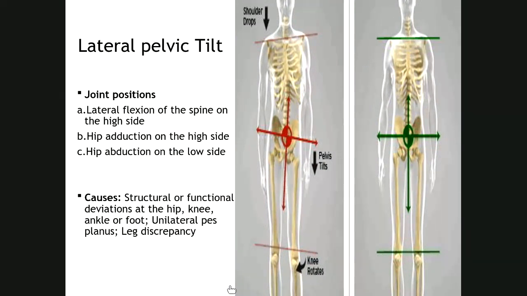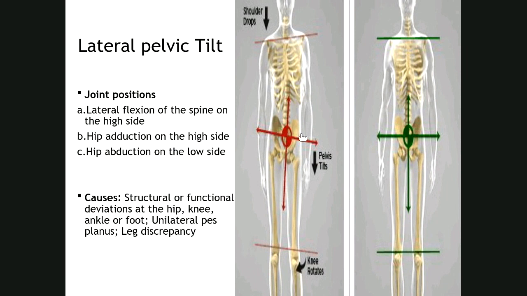And what we see here is lateral flexion of the spine on the high side. So this is our high side, this is our low side, and we're talking about low and high. So this is going to flex this way to try to bring this side up and leveled, right?